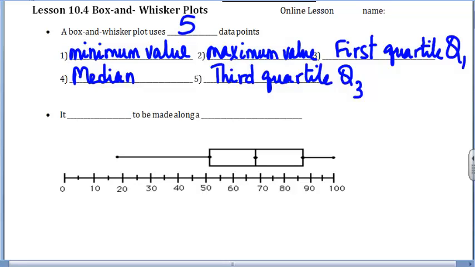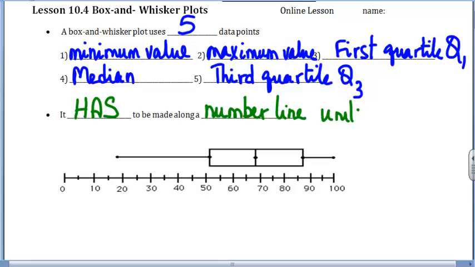Alright, so continuing. We have those 5 things that we need, and one important thing you need to remember is that this box and whisker plot has to be made along a number line. Without a number line, there is really no point in making a box and whisker plot. And the number line should include units. Let's say speed could be miles per hour, kilometers per hour, or height, which could be in inches, meters, centimeters. Whatever the given height is, you have to label it.